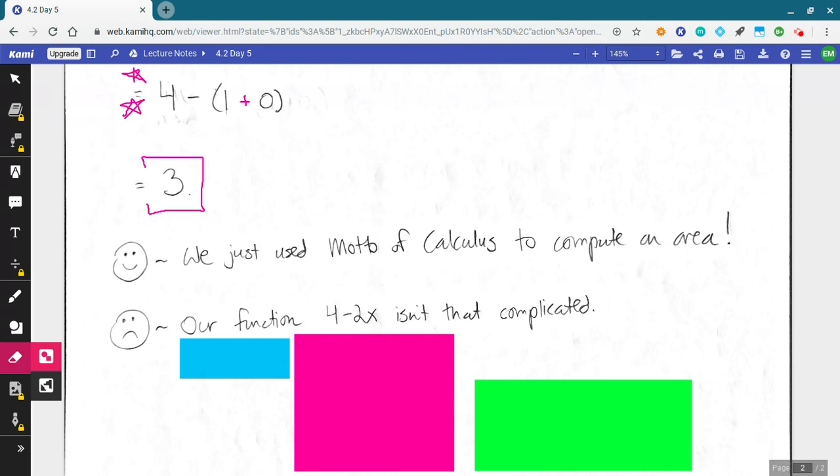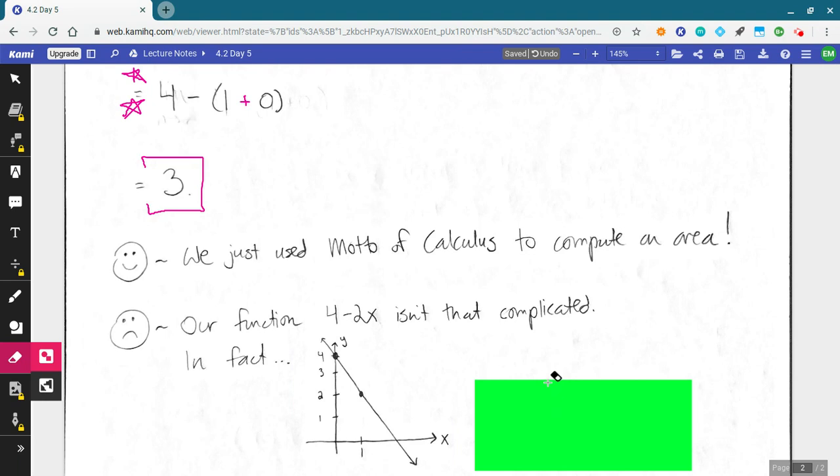Well, but speaking about area, in fact, what does the graph of our function 4 minus 2x look like? Well, it's going to be a line, right? In fact, the y-intercept is going to be 4. It's going to have slope minus 2. And so the graph will look something like this. And if we're integrating from 0 up to 1, well, then the area we're looking at isn't too complicated either.